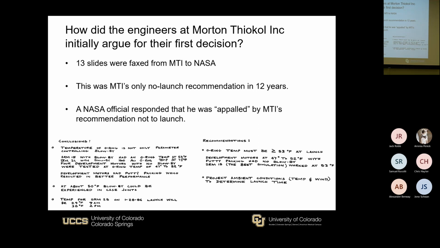So the major recommendation is that the O-ring temperature must be above or equal to 53 degrees Fahrenheit at launch, which was rejected. This implies that the Challenger could not be safely launched the next morning at 29 degrees. Drawing a line at 53 degrees, however, is a purely empirical result based on a sample size of 1.